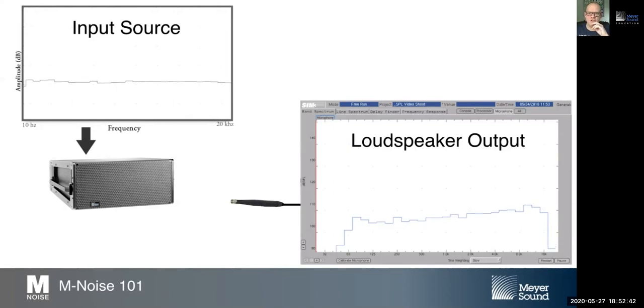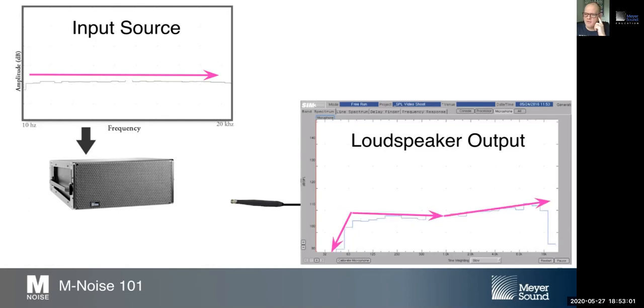Well, then you might be able to identify that several things have changed, because the input spectrum was flat, as we can tell over here. But what comes out of the loudspeaker has less low frequencies and shows an emphasis of mid and high frequencies, which is perfectly normal for a line array element. But we talked about that in the House of Worship webinar. We call that the native response.